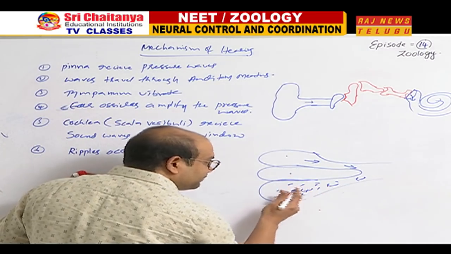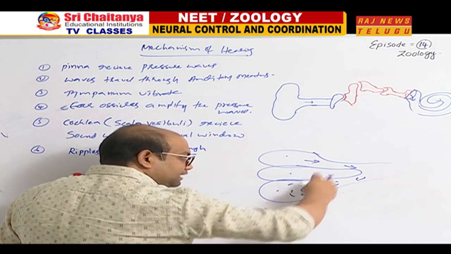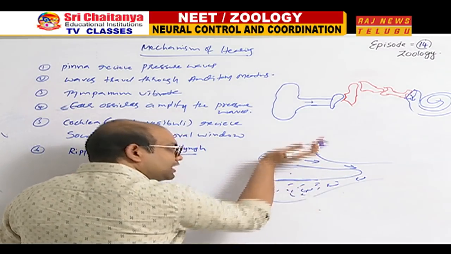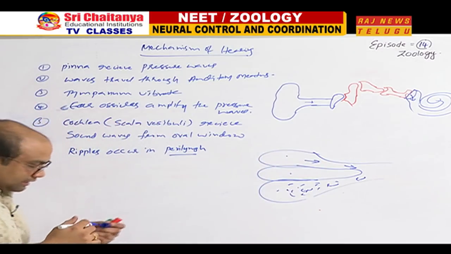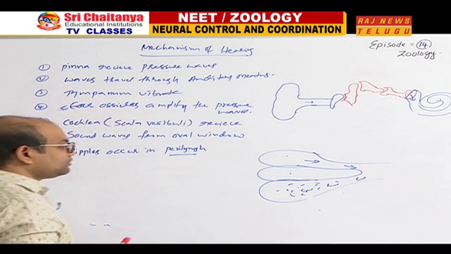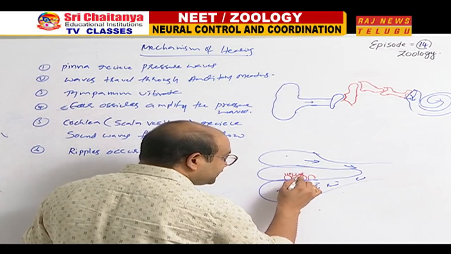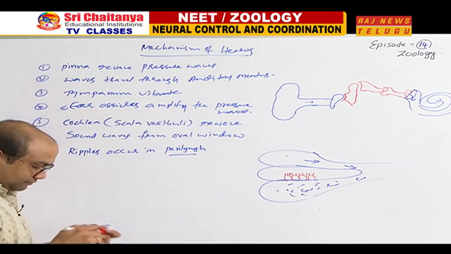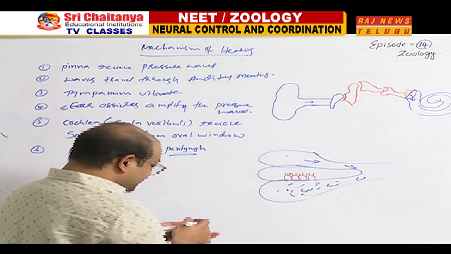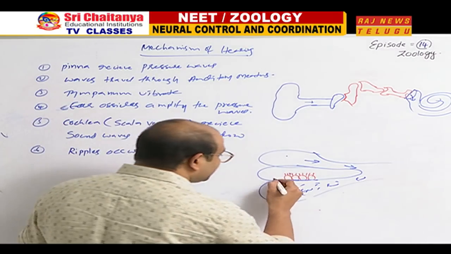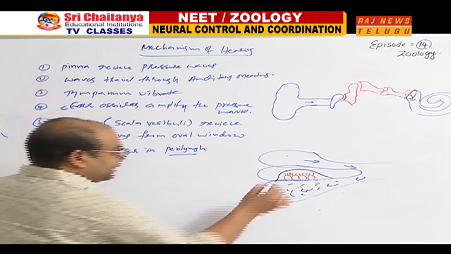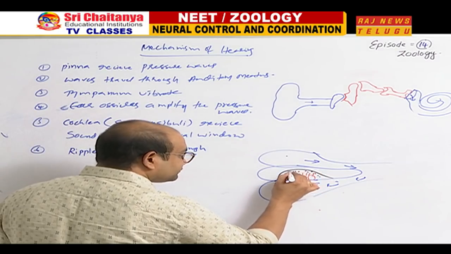Because of those ripples in these waves, listen carefully. The basilar membrane, as waves are there and ripples are there in the fluid, will move up and down. On the basilar membrane, we know already there are hair cells, stereocilia, and above that there is an elastic membrane called tectorial membrane, and total this is endolymph.